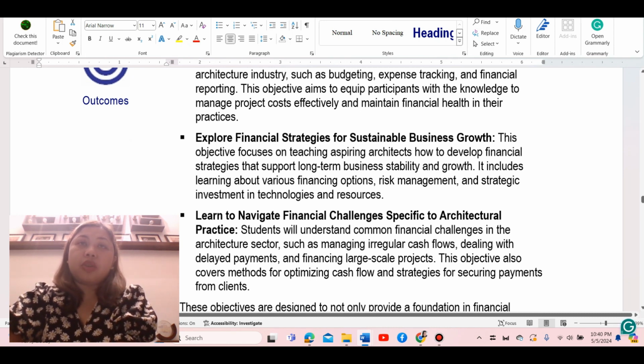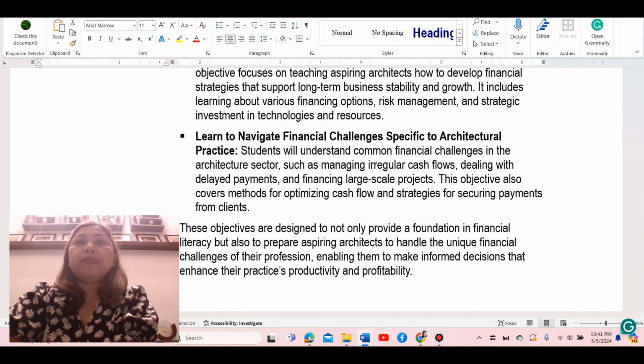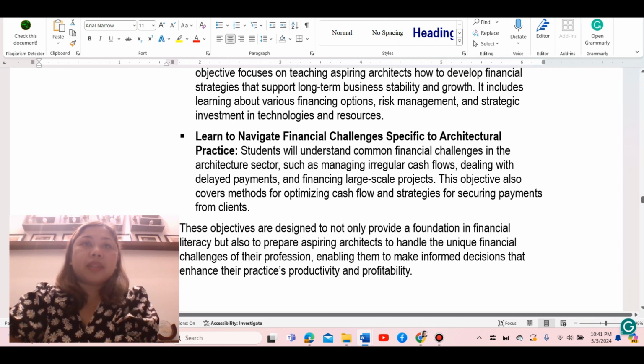This objective focuses on teaching aspiring architects how to develop financial strategies that support long-term business stability and growth. It includes learning about various financing options, risk management, and strategic investment in technologies and resources. Third, learn to navigate financial challenges specific to architectural practice.